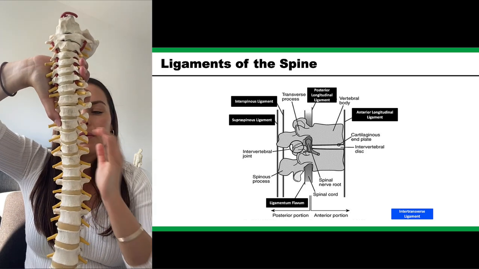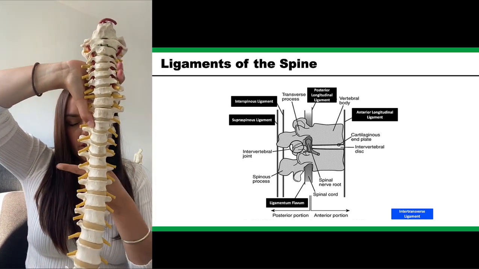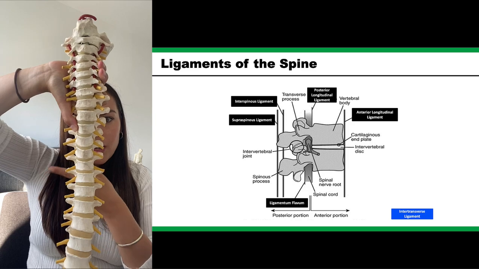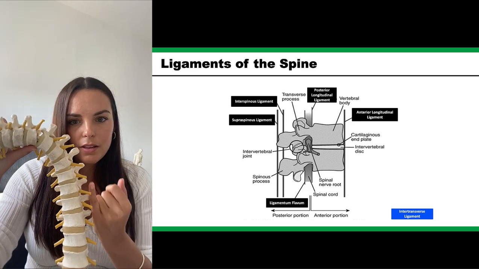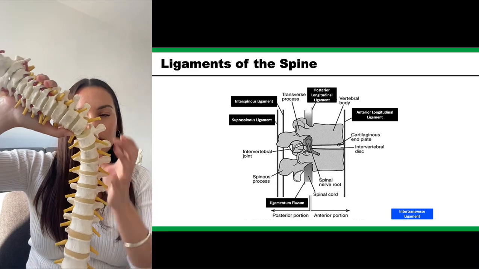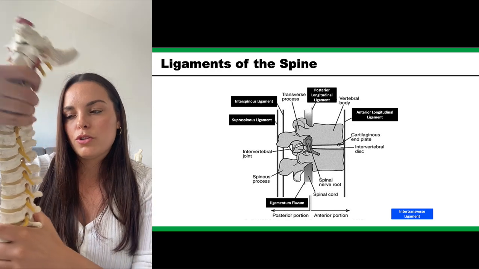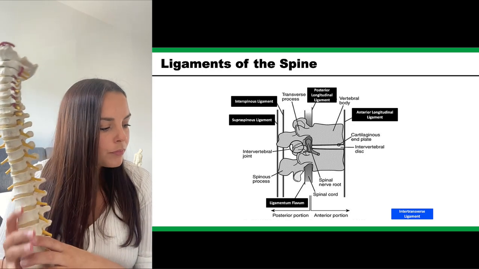And if we went the other way, so if I bend or laterally flex my spine to this side, it's going to be these intertransverse ligaments that are going to bear that strain during that motion.